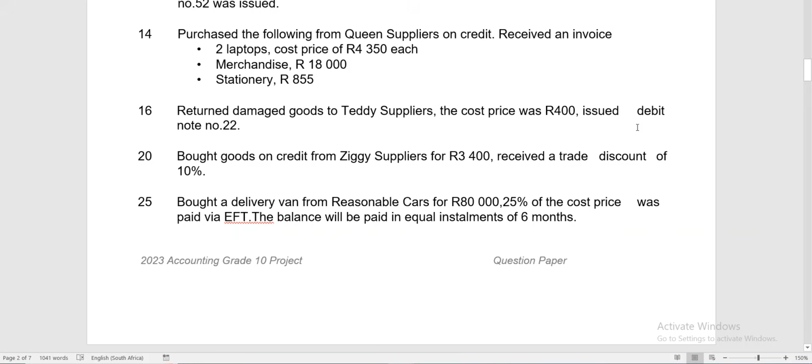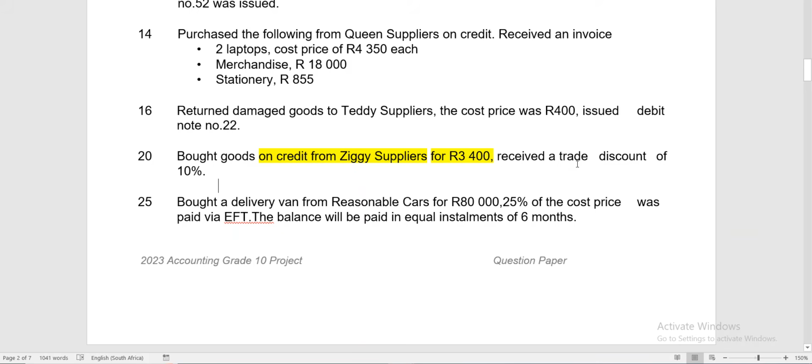And then the next transaction says that we bought goods on credit. Very important for us to note how we bought those goods. They're saying that we bought them on credit from Ziggy suppliers, and the cost price was 3,400. Remember, when they say we bought them for, it means that this is the amount that we are going to see. This is the amount that we will owe our creditors: 3,400.